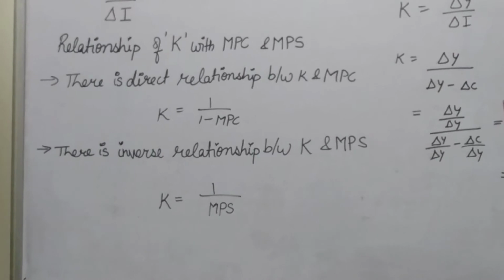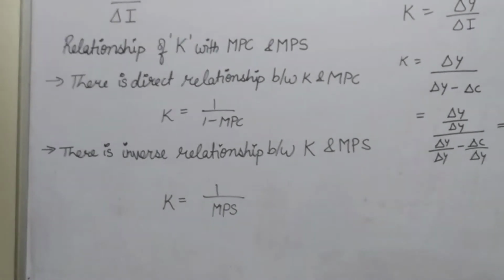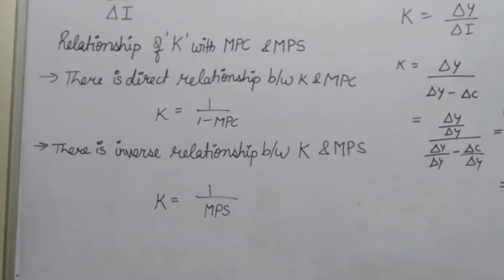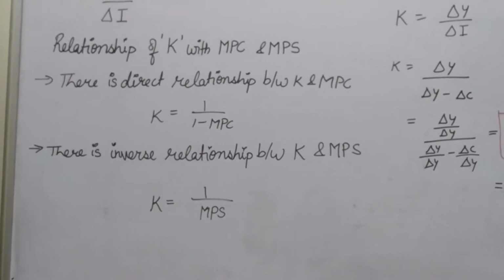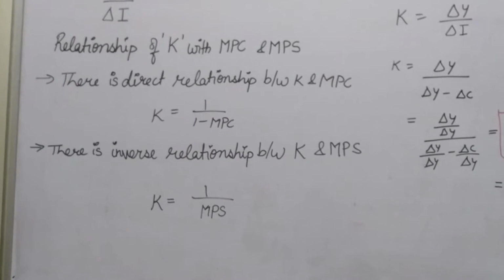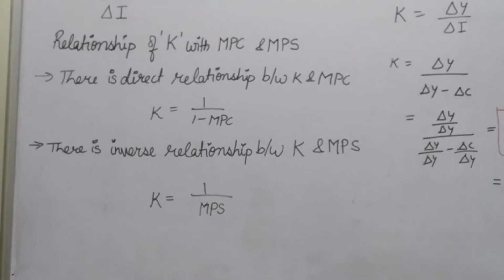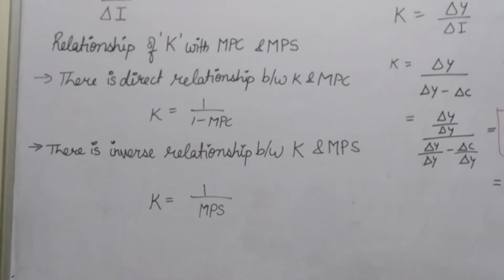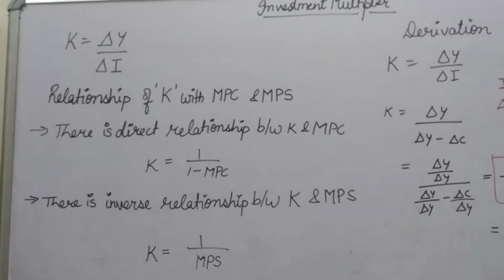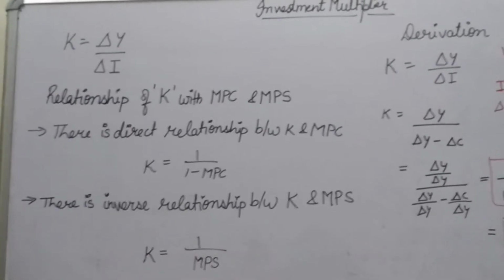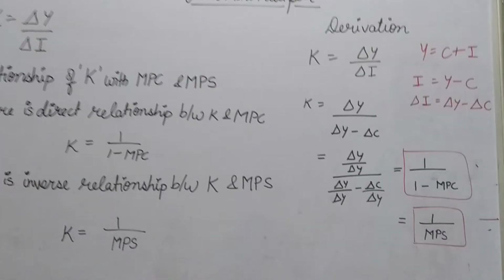K equals 1 upon 1 minus MPC. If the value of MPC is given to you in the numerical, you can calculate the value of investment multiplier with this formula. Similarly, if MPS value is given, you can calculate K value by this formula. But how do we derive this formula from the first one, K equals delta y upon delta I? Here I have done the derivation.